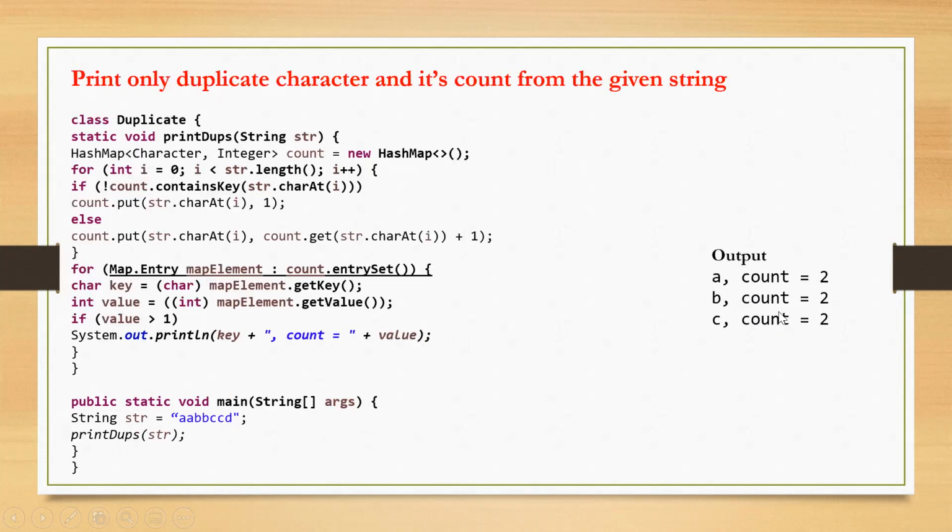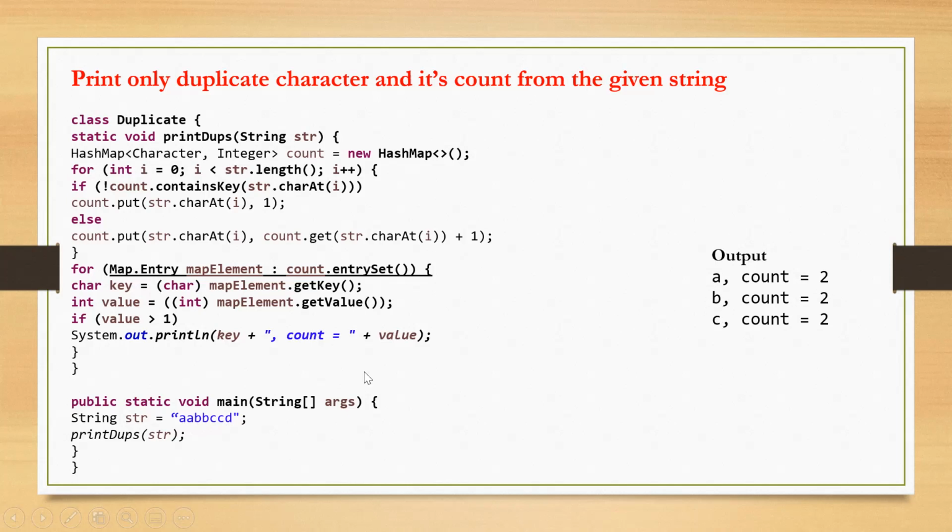Next, some interviewer will ask you to print only those characters which are duplicates. So the only condition we will add here is if the map value is greater than 1. If the count value is greater than 1, then only print those. Like A, B, B, C, C, D. Whose value is greater than 1, as we have seen earlier, the same thing is here.